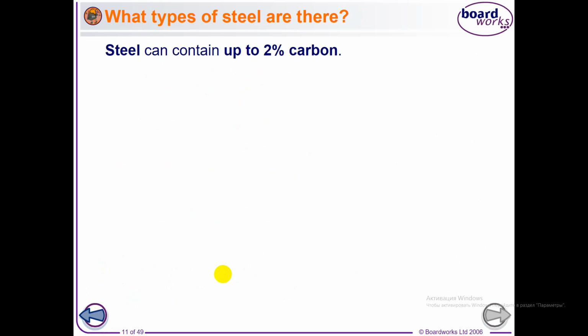And what types of steel are there? Steel can contain up to 2% carbon.